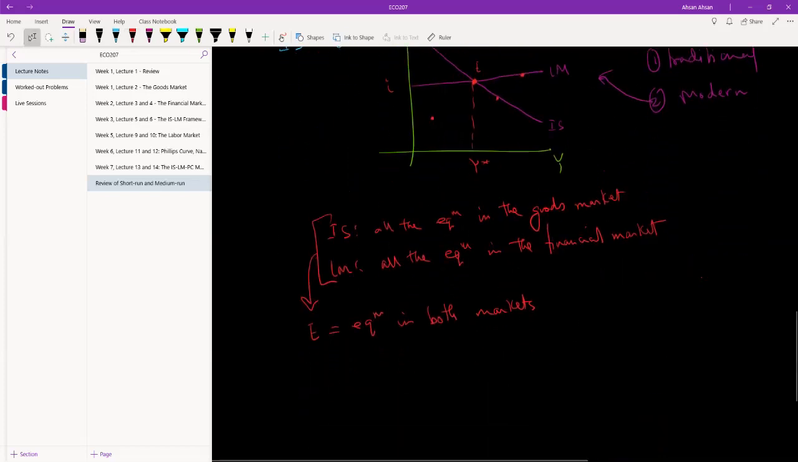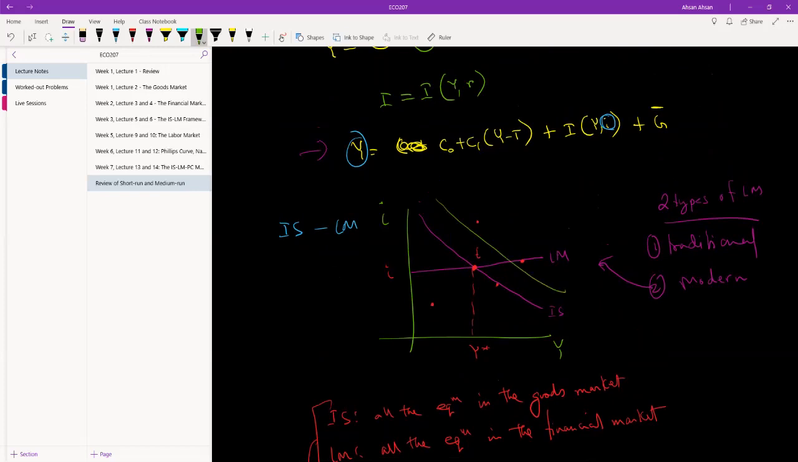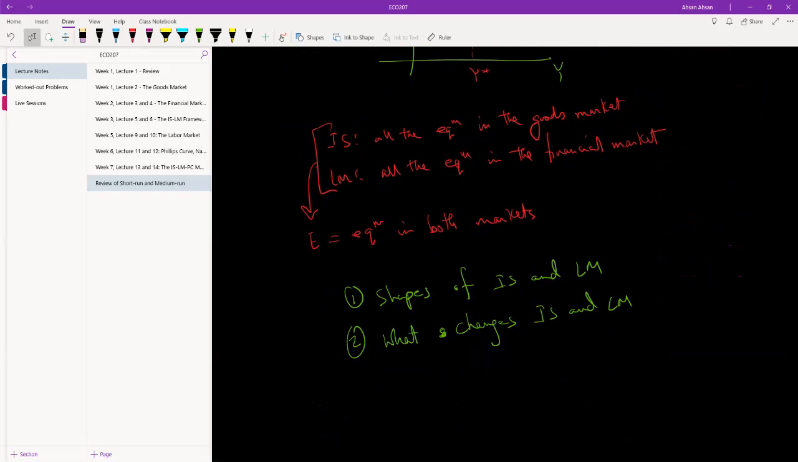Another thing you guys should know, I'm not going through it right now, but you should, is the shapes of IS and LM. So the question is, why are they shaped like this? Why is one downward sloping? Why is one flat? And the second thing you guys should know is what changes IS and LM curves. So what shifts the curves? What will have to happen for us to have the IS curve shift over here? What will have to happen for the LM curve to shift up here? What are the factors that are shifting them? So that is what you should know.